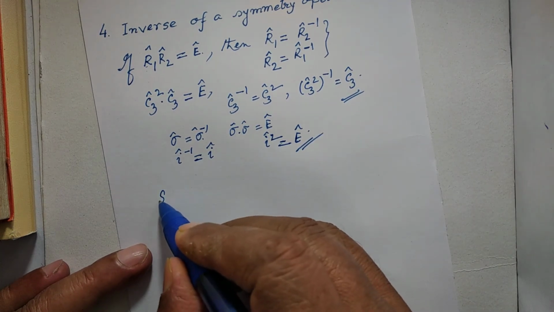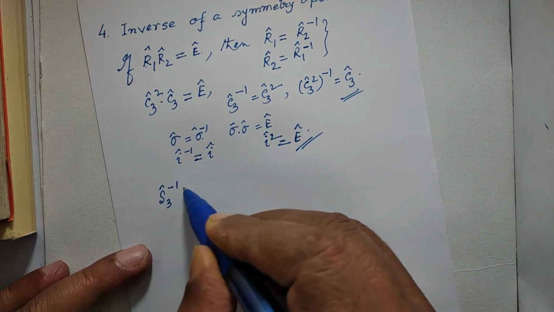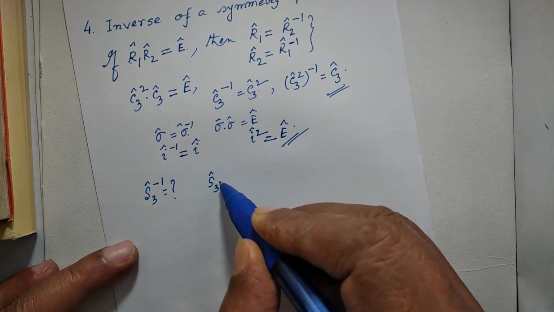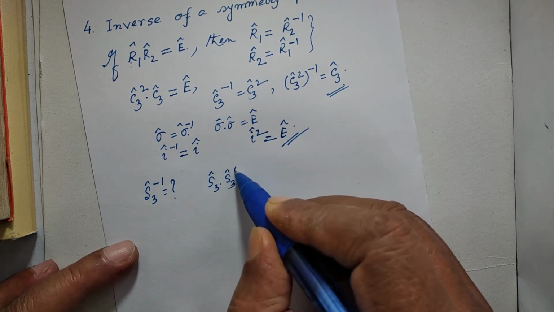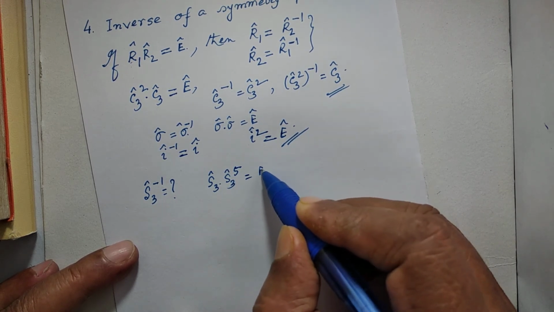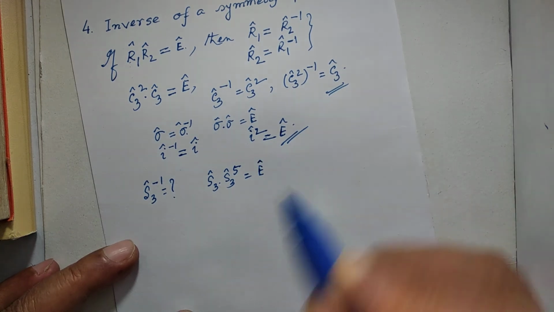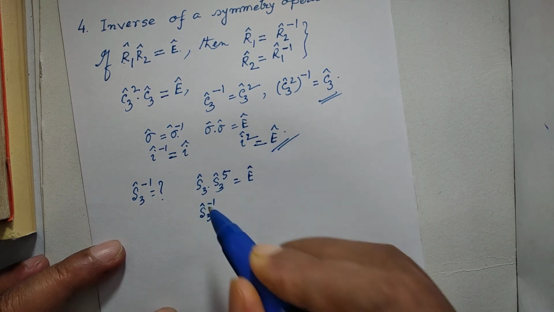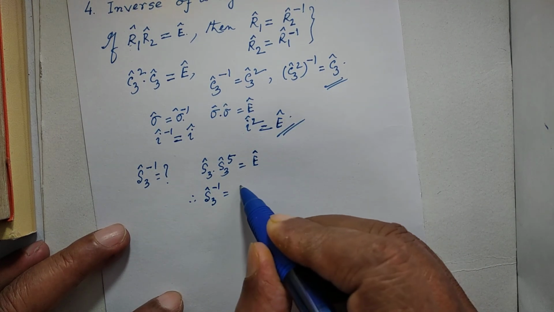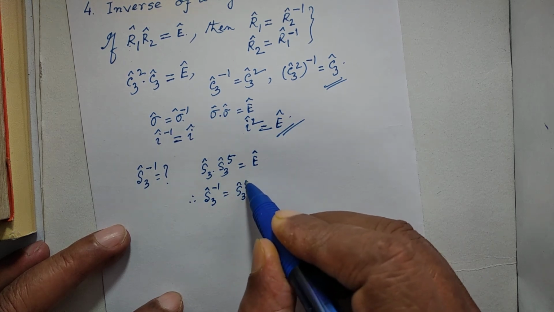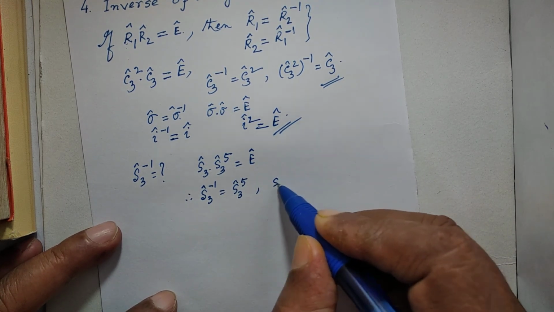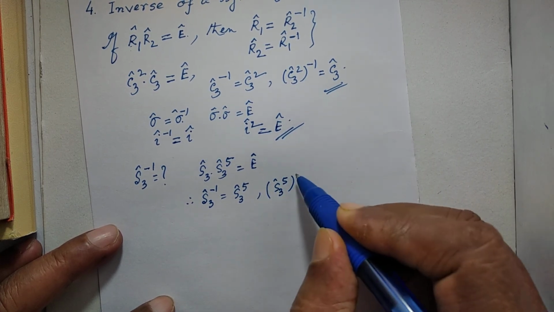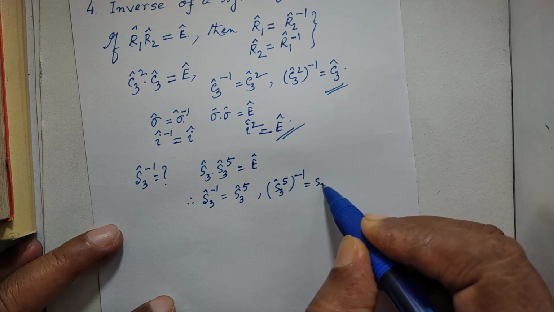And what is the inverse of S3? We know that S3 multiplied by S3 to the power 5 is identity. We have obtained this result just now. Therefore, S3 inverse is S3 to the power 5. And the reverse is also true. The inverse of the S3 to the power 5 operator is S3.